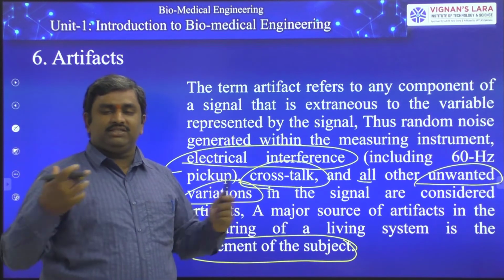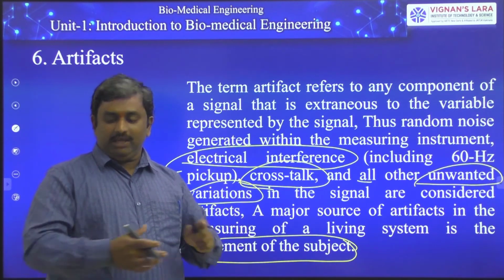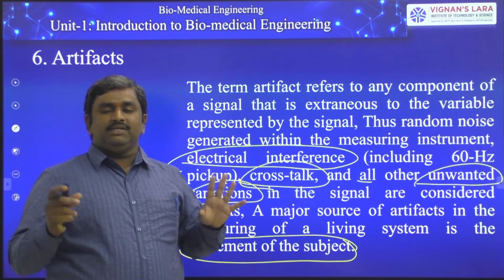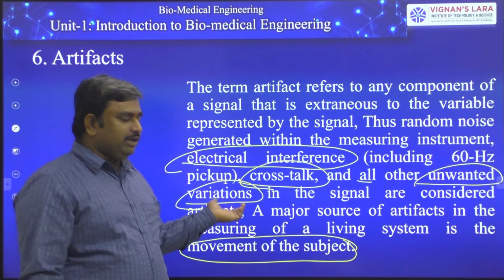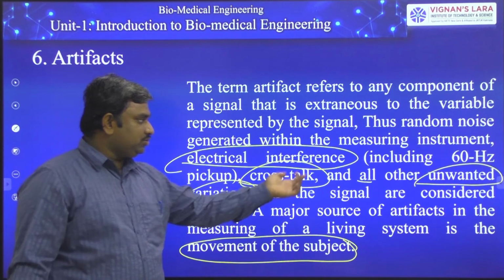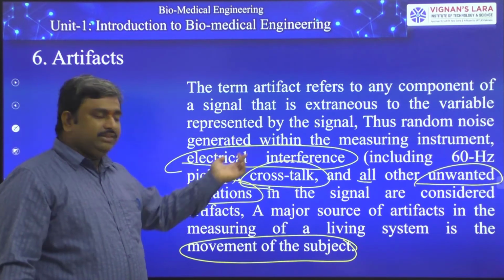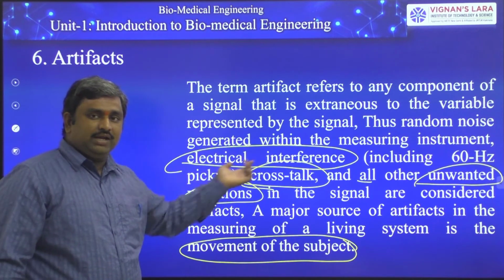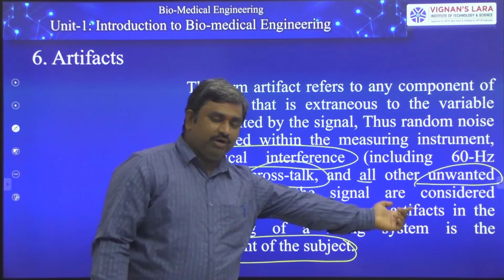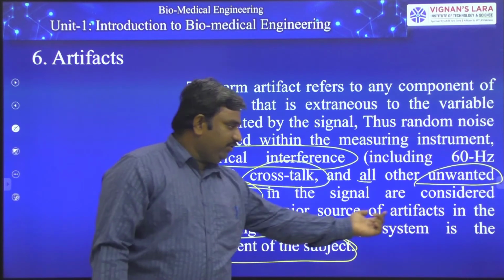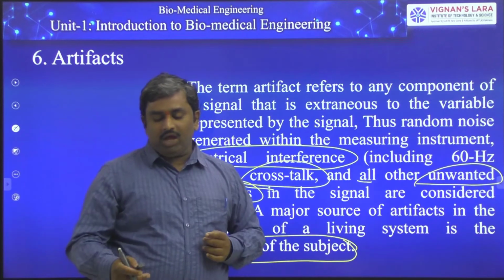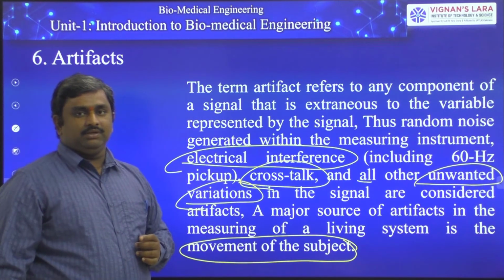When the shaking is there in the human body, the electrodes cannot touch the body perfectly. At that time, some disturbances come in. So generally the artifacts are due to electrical interferences, crosstalk, and unwanted signal variations, and their behavior appears like this. These happen with the movement of the subject. A major source of artifacts in the measuring of a living system is movement of the subject. So this is about artifacts.